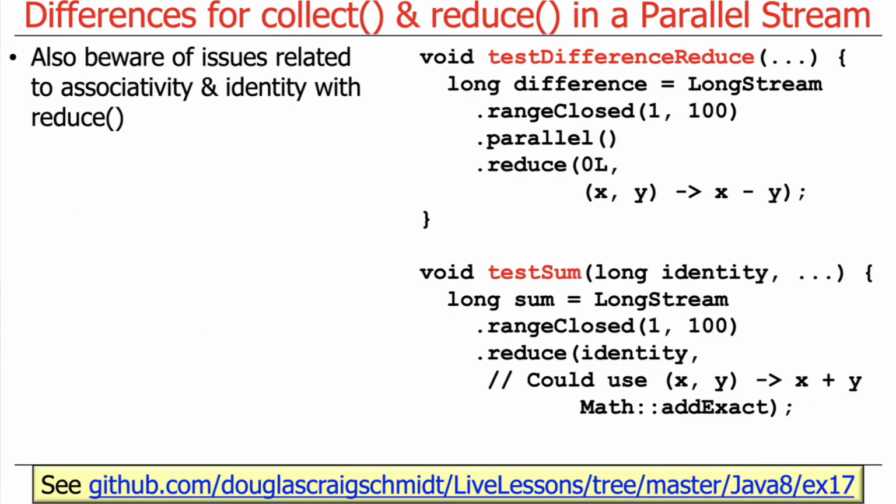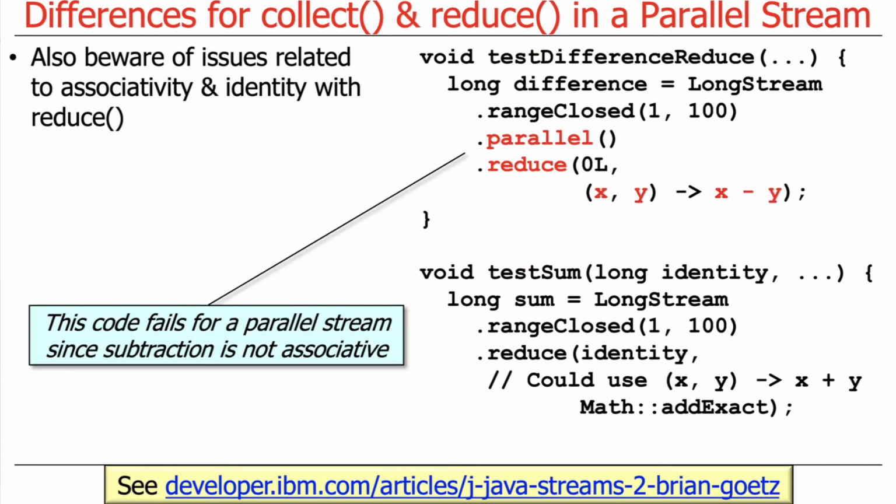You also need to be very, very careful of issues associated with identity and associativity. There are certain things you have to be aware of, otherwise your program will do very, very strange things and you'll be perplexed. So let's take a look at an example here. Here are a couple of examples, which again you can find in my EX17 folder. This example, called testDifferenceReduce, does a parallel reduction using the minus sign. So it's using the minus operator, and that will fail horribly.